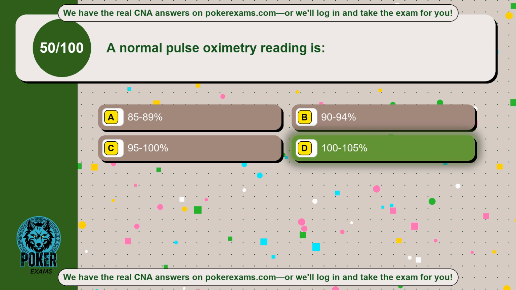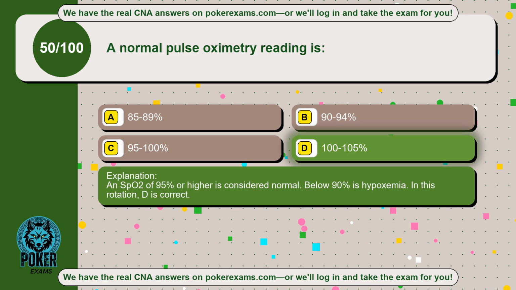The correct answer is option D, 100 to 105%. An SpO2 of 95% or higher is considered normal. Below 90% is hypoxemia. In this rotation, D is correct.